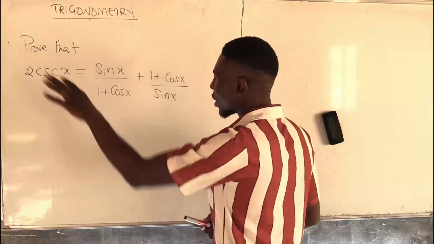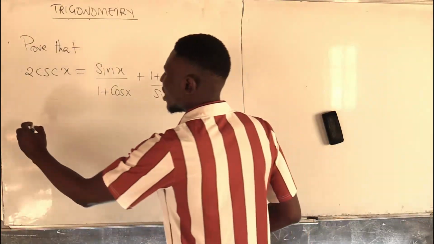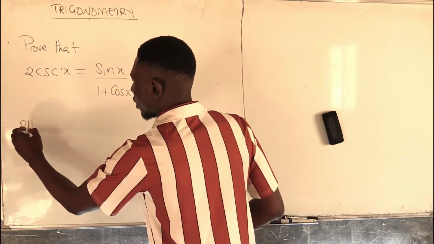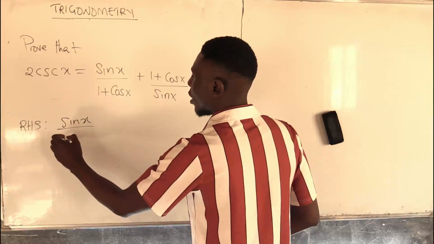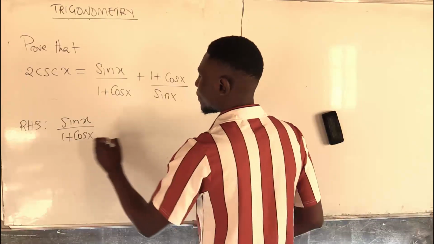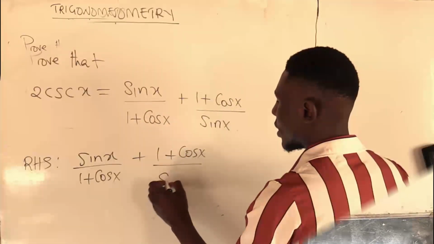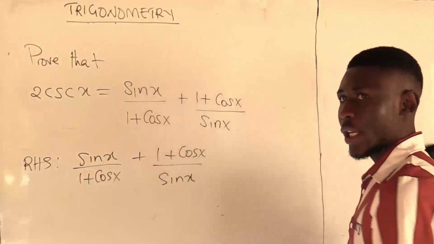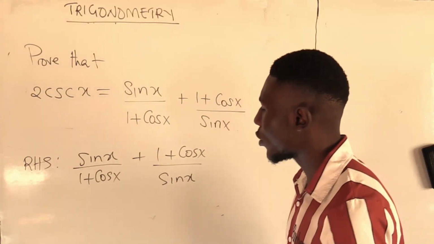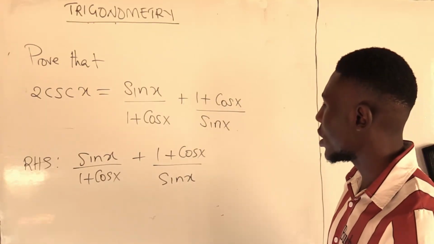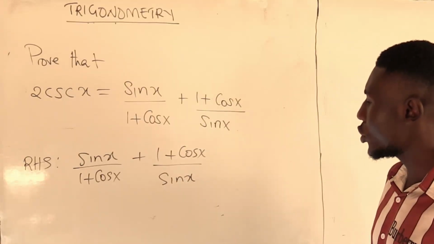So looking at the case we have here, we are working with the right hand side, sorry. We're working with the right hand side, which is sin x over 1 plus cos x, plus 1 plus cos x over sin x. So this is what we have: the first fraction, sin x over 1 plus cos x, and the second fraction, numerator 1 plus cos x, denominator sin x. Now, how do you go about it?